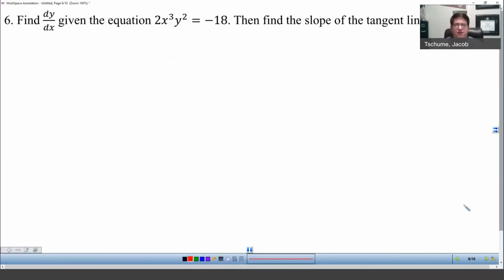Let's do another one just like that so you have a second one in your notes. So same instructions. Find dy/dx given the equation 2x cubed y squared equals -18. Then I want you to find the slope of the tangent line at the point (-1, 3).